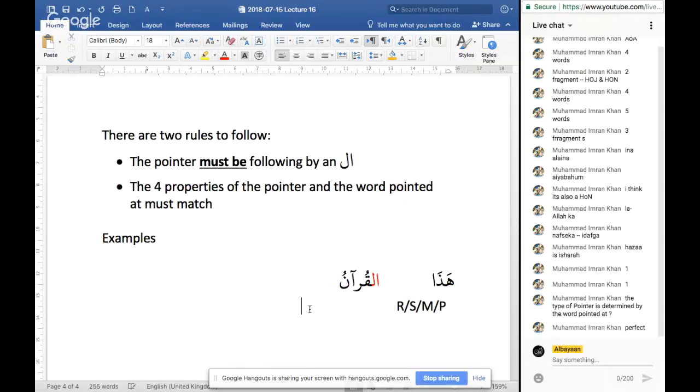Then I go and do the four properties of Al-Quran. I see Al-Quranu as Rafa. This is clearly a Rafa for me. And then it is singular, it is masculine, and it is also proper. The four properties match.